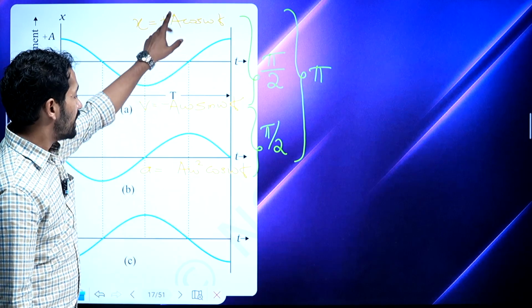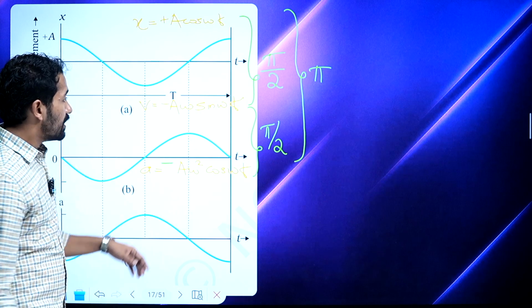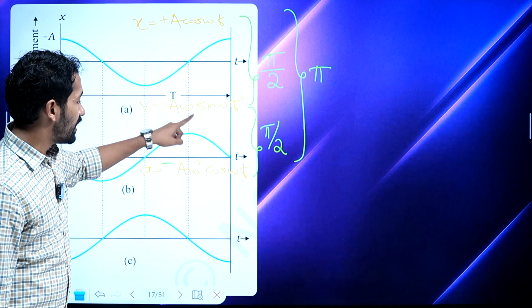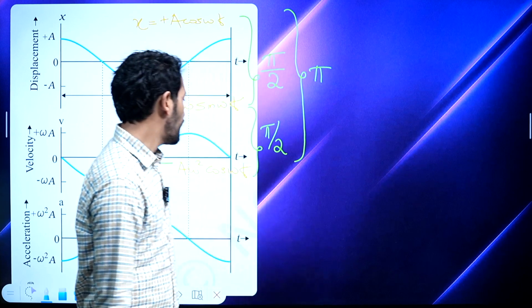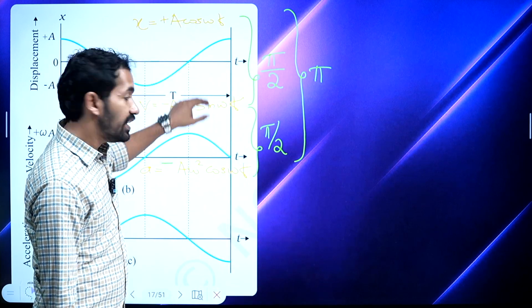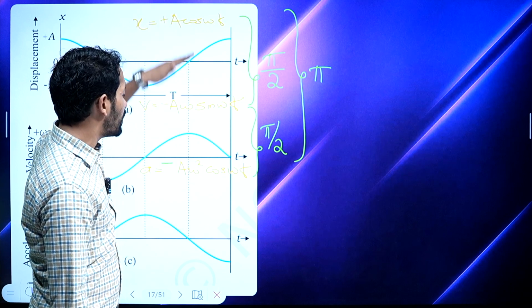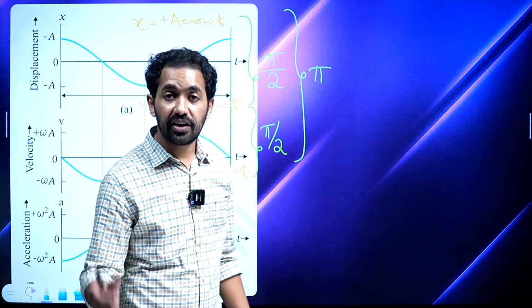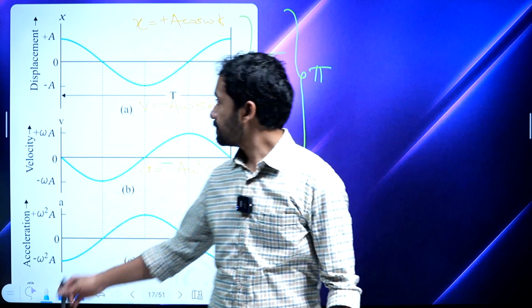See, plus a cos omega t, minus a omega sin omega t, and the last one is minus a omega square cos omega t. So cos and sin 90 degree, sin and cos again 90 degree, but plus cos and minus cos the phase difference is 180 degree. Understood? Now let us see here.